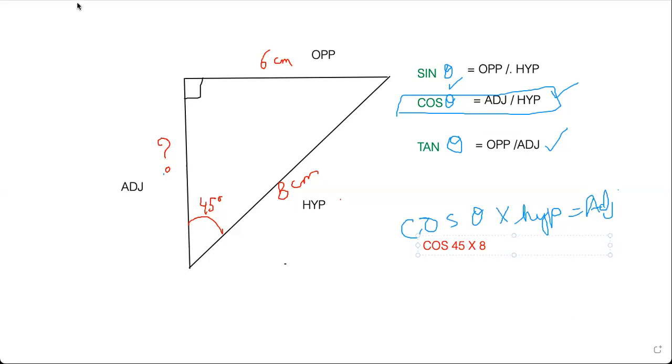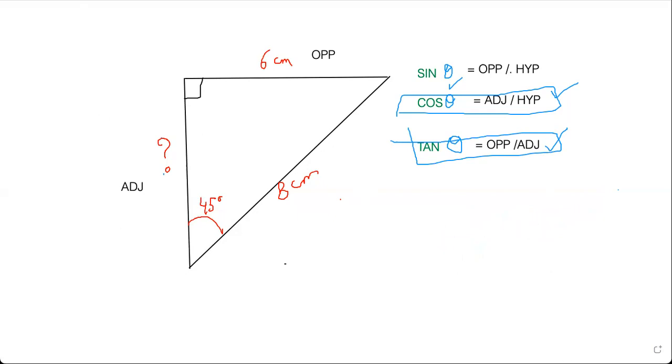Or you have one more option. You can use the formula of tan theta. Tan theta is opposite over adjacent. How to rearrange the formula? Tan theta is equal to opposite over adjacent. So how are you going to rearrange the formula? Let me show you.